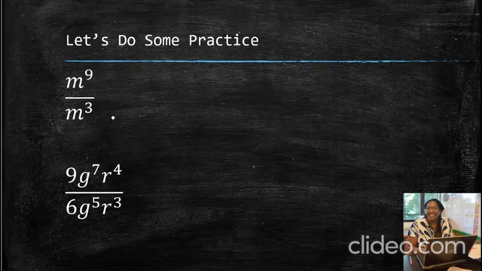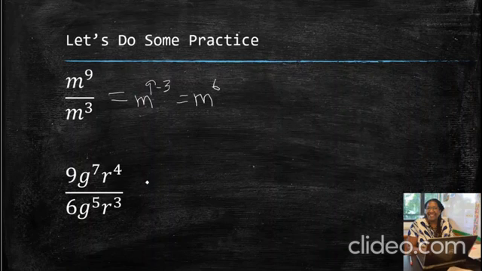So m to the ninth over m cubed, they both have the same base. So we can use the quotient rule, which is to subtract the exponents. This gives us m to the 9 minus 3. 9 minus 3 is 6. So our answer is m to the 6th power.